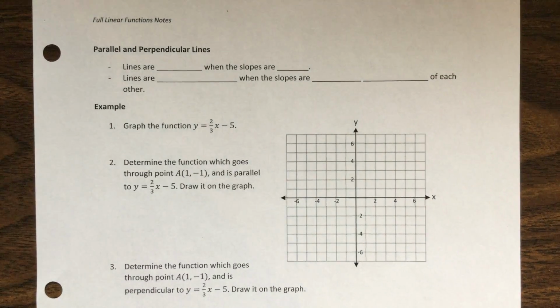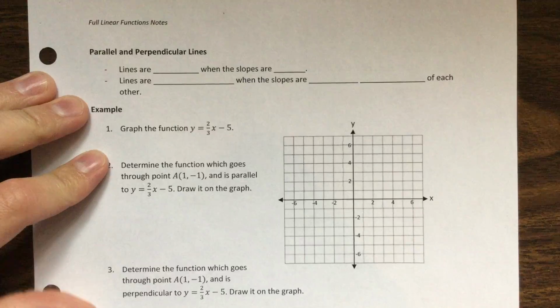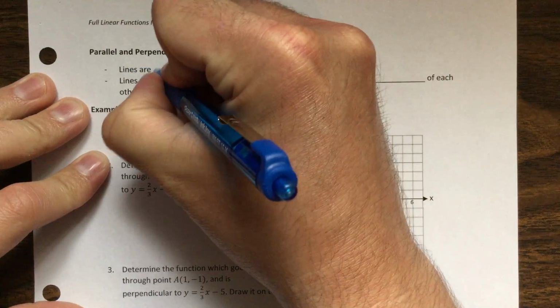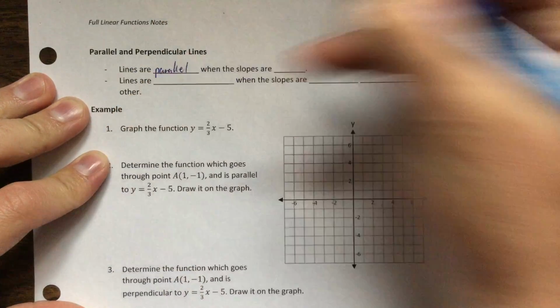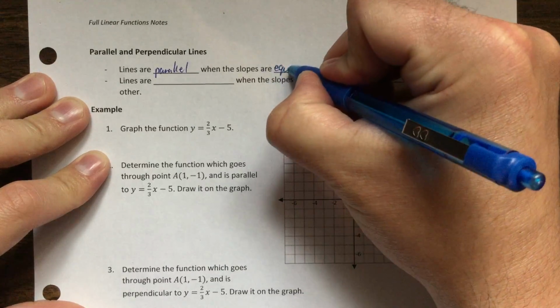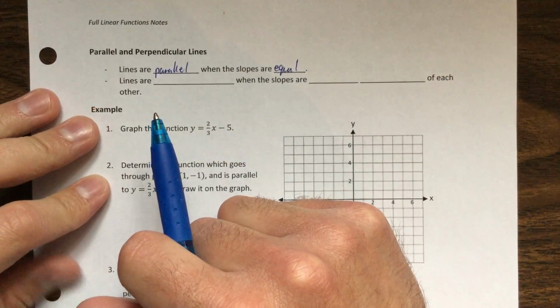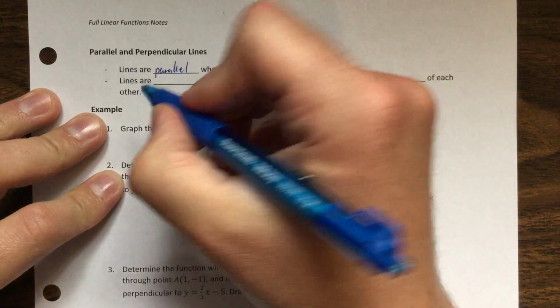Now, parallel and perpendicular lines. We've talked a bit about this already earlier when it came to slope, and we're just going to reiterate it again. And again, it comes down to slope. Lines are parallel when the slopes are equal or exactly the same. So it always comes down to slope, and that's it. Just slope. Doesn't matter about the points.